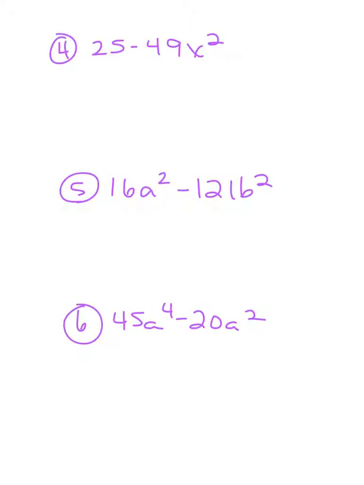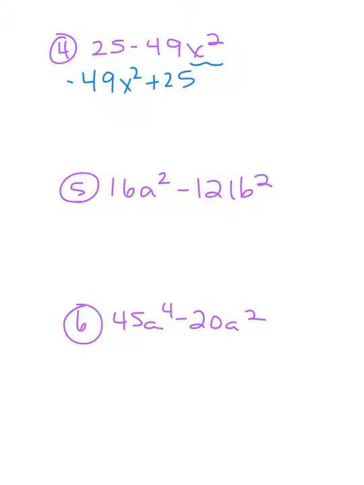Now in number 4, I don't have a perfect square, but I do notice that it's not in standard form. I want that x squared first. So I'm just going to rewrite that. So I'm going to write negative 49x squared plus 25. Now 49 is a perfect square, x squared is a perfect square, and so is 25. However, I don't have a perfect square minus a perfect square.